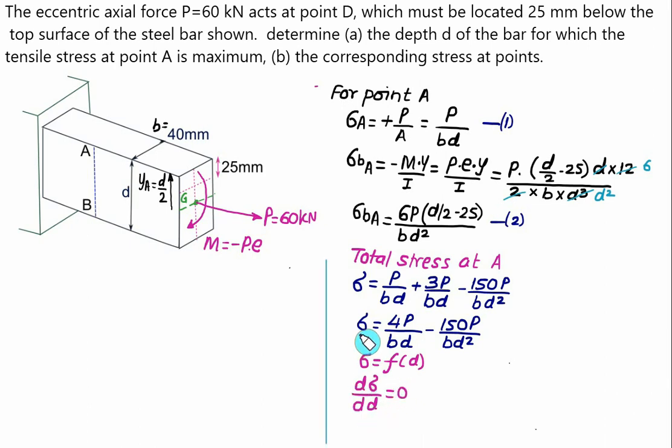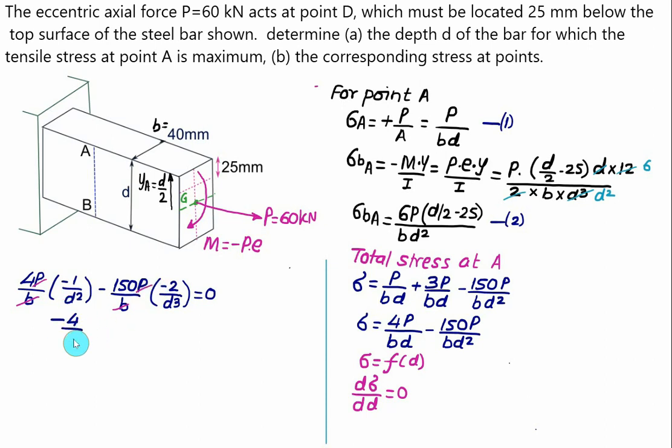So if you take the derivative of sigma with respect to d, then 4P by b is a common term. So we have 4P divided by b. Derivative of 1 by d is minus 1 by d square, minus 150 into P divided by b is a constant term. Derivative of 1 by d square is minus 2 divided by d cube, and this is equal to 0. What we observe here is that the b term will get cancelled because on the right hand side we have 0 and b is a non-zero term. In addition to this, P is also cancelled because it's a non-zero term.